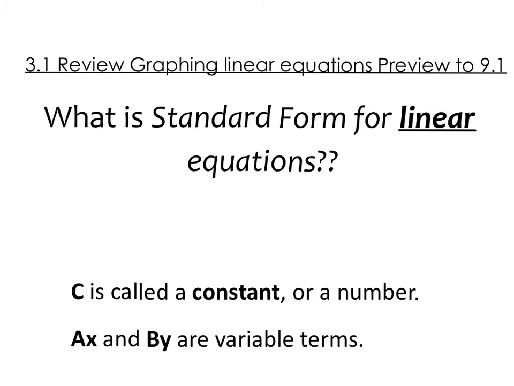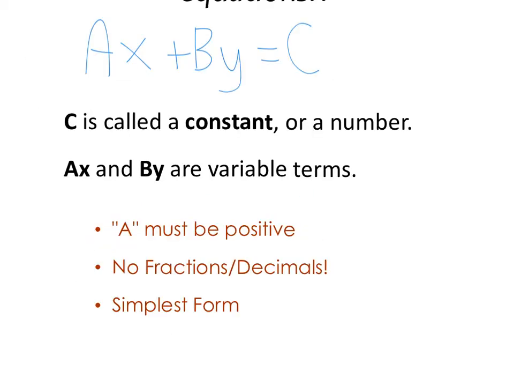Let's review linear equations. Do you recall what standard form for linear equations is? Well, if not, I will help you out. But think really hard because I bet you can remember. Good job, you got it. It's ax plus by equals c. C is called a constant or a number. Ax and by are variable terms.